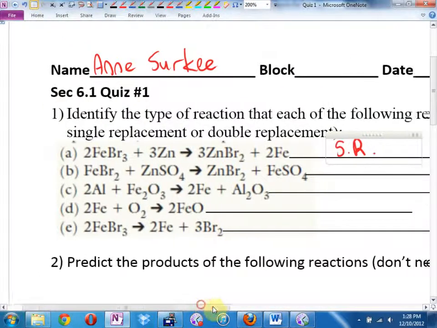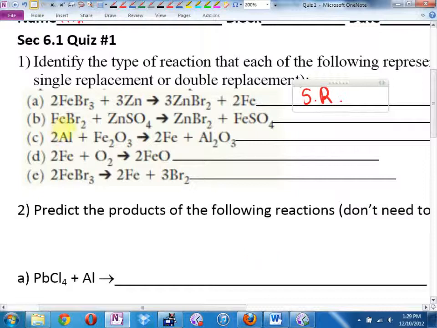B. I have two ingredients, two compounds. I can't say two elements, it's one element and one polyatomic ion. And it looks like the metals are swapping places. I have the iron with the bromine initially. Now the iron is with the SO4. SO4 is what? Sulfide, sulfate, I can never remember. SO4, sulfate. So we go from iron bromide and zinc sulfate to zinc bromide and iron sulfate. I think this is a double replacement.